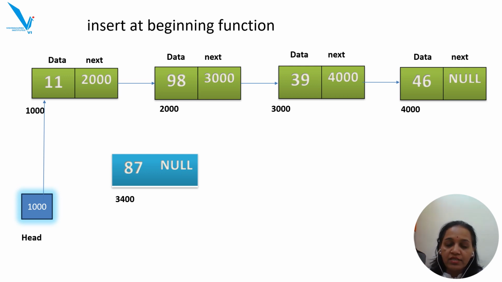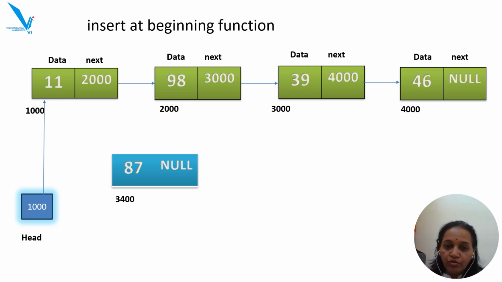So suppose we have this list already created. There are 4 elements, 4 nodes: 11, 98, 39 and 46. 11 is at address 1000, the second node is at 2000, the third node is stored at 3000, and the fourth is at 4000. Okay, and this is my new node which I want to add. I have created this new node 87, null, and it has been created at address 3400. Now I want to add this 87 node as the first element over here. Initially head is pointing to the first node of your list. That means at address 1000 head is pointing to 11. Now 87 should be added before 11.